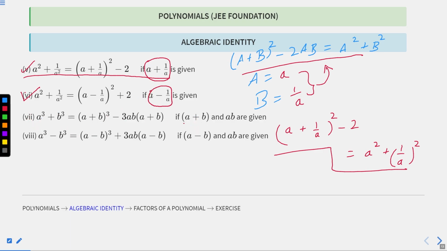And what if a plus b and ab are given and we have to find a cube plus b cube? Then we will use a plus b whole cube minus 3ab times a plus b. In a similar manner, if a minus b and ab are given, then to find a cube minus b cube, we use a minus b whole cube plus 3ab times a minus b. So we just use the a minus b value and the product value to get a cube minus b cube. I hope these all are clear.